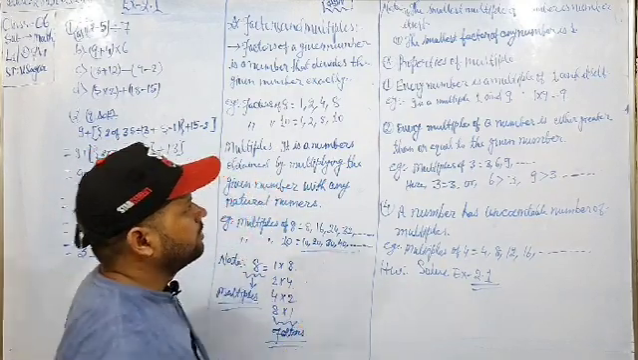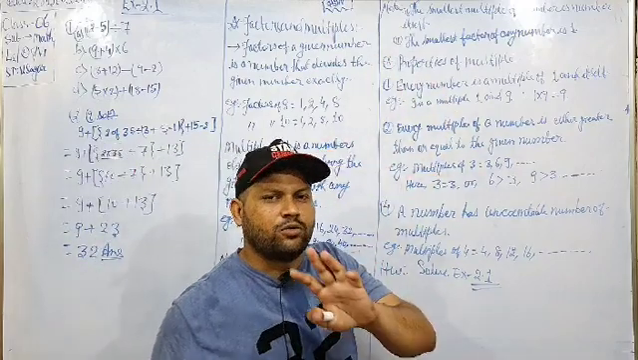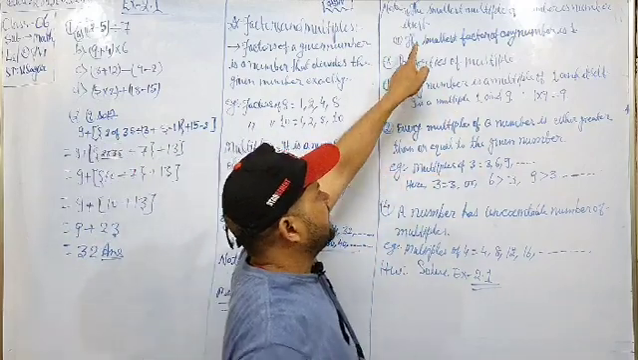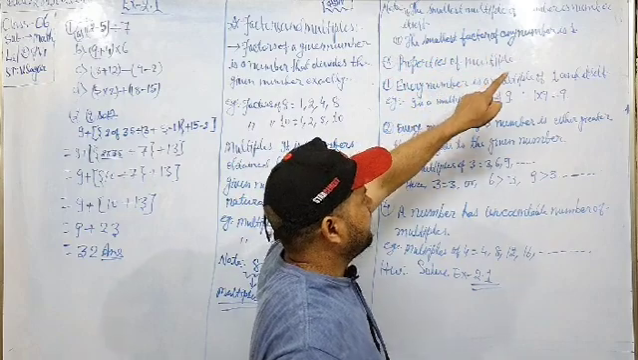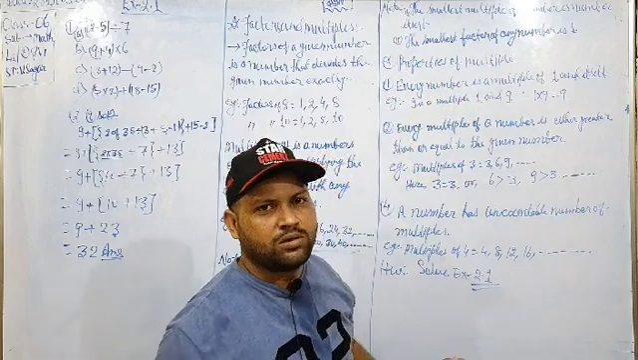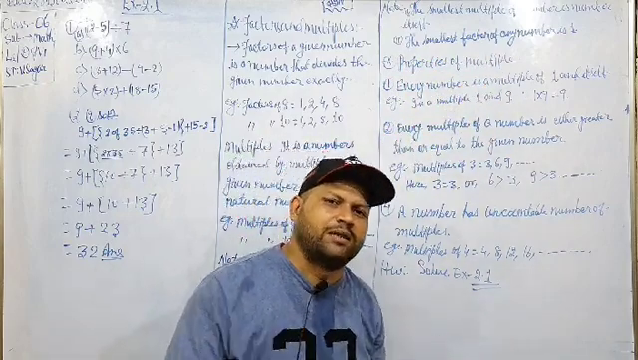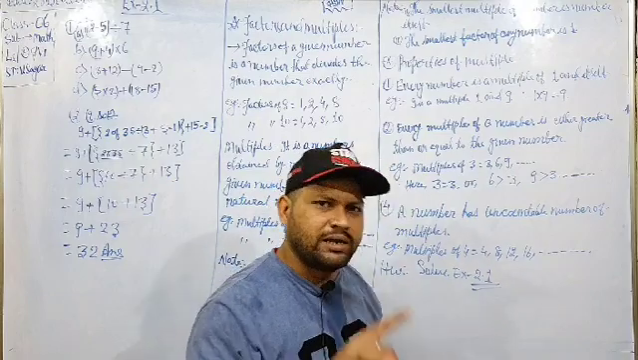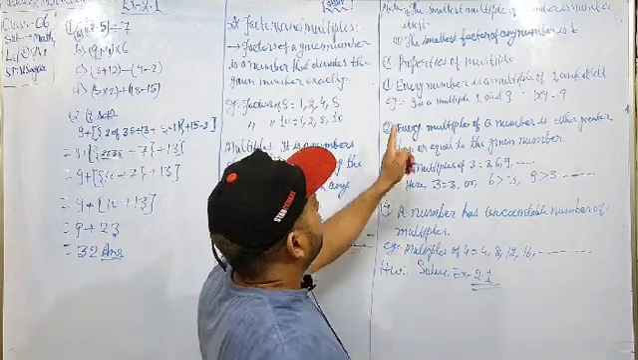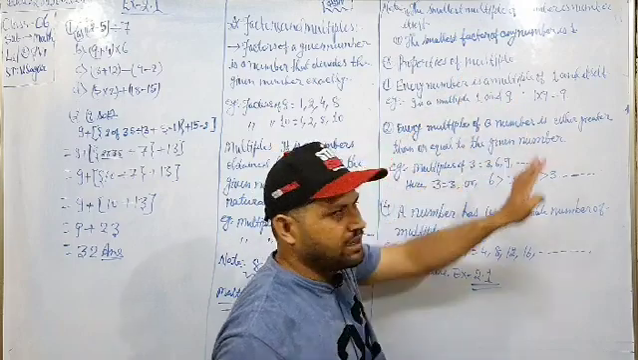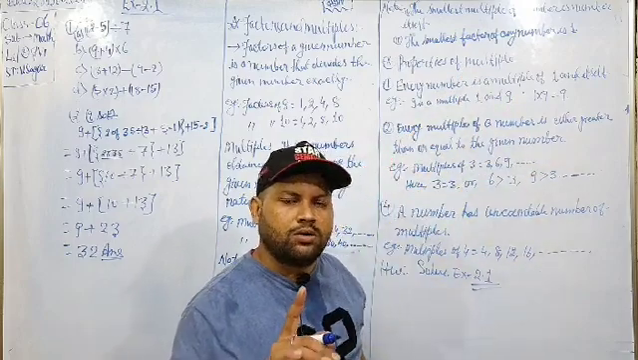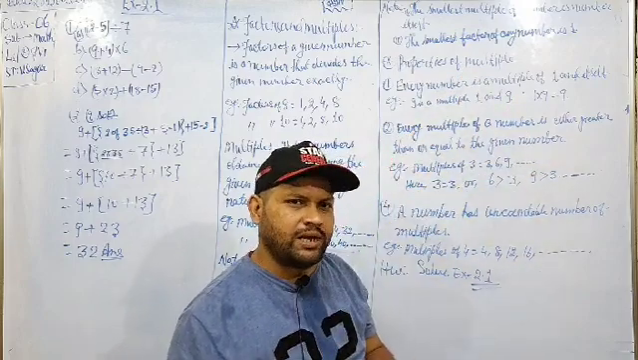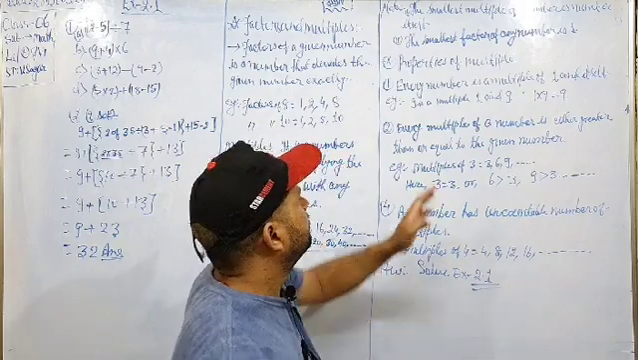Now, one thing you have to note: the smallest multiple of a number is the number itself. The smallest multiple of any number is the number itself, and the smallest factor of any number is 1. Always keep it in mind.